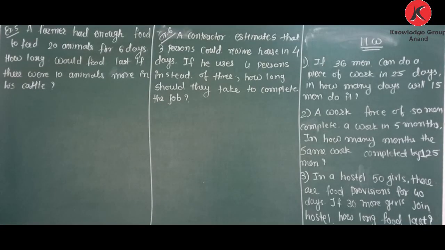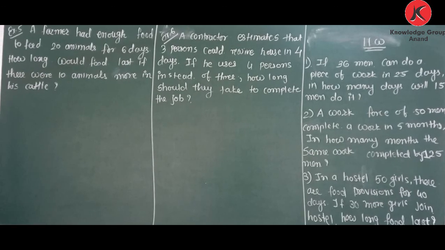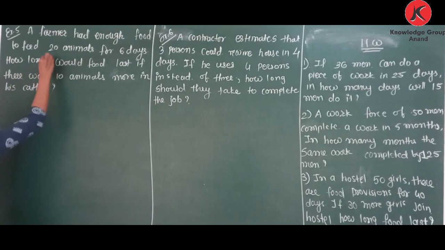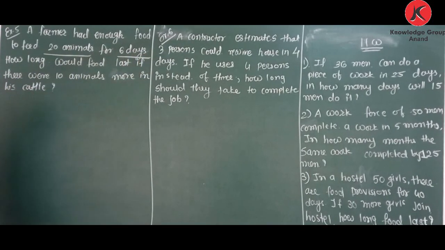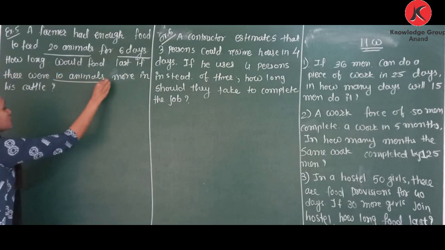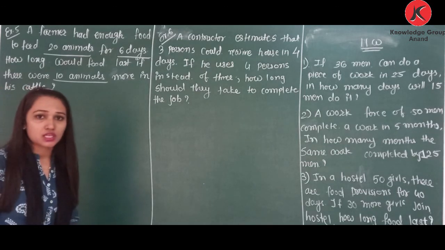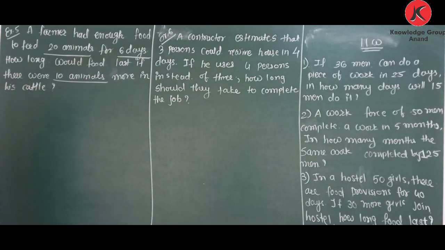Now next, a farmer had enough food to feed 20 animals for 6 days. How long would food last if there were 10 animals more in his cattle? So question is what? 20 animals, food lasts for 6 days, when 10 more animals will be added, so for how many days food will last? So if the number of animals are increasing, then food lasts for less days. So if the number of animals are increasing, number of days are decreasing, means it is inverse proportion.